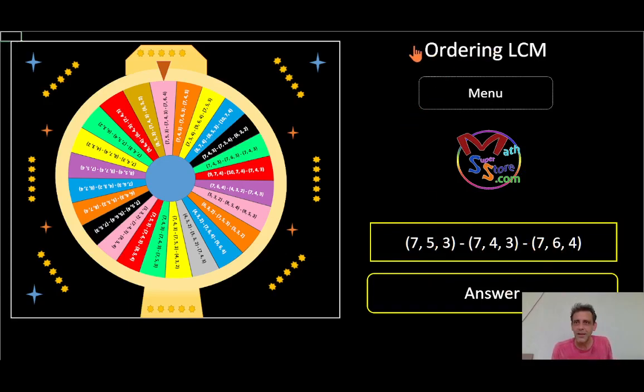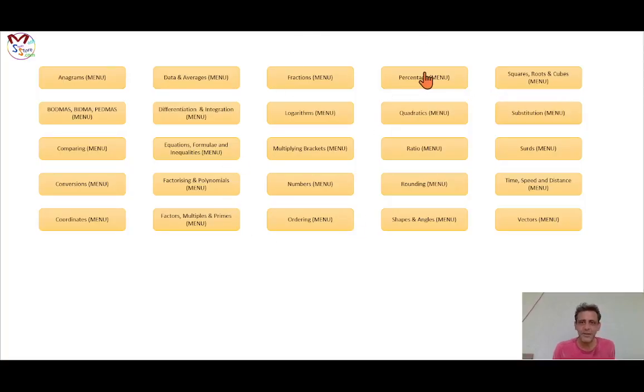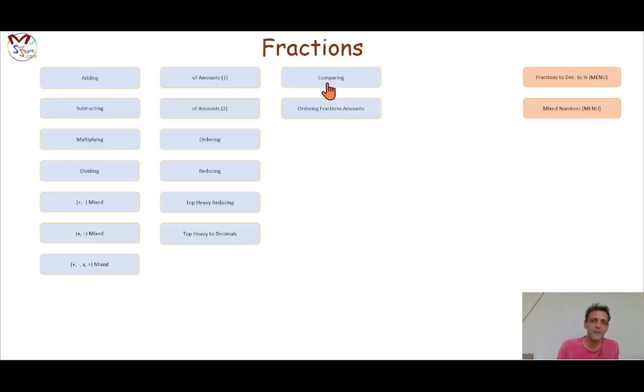So what is ordering lowest common multiple? And the answer should be 84 and 105. And that was ordering, I think it was. No, it wasn't. I nearly missed that whole column. So we've got the fraction menu. We've got adding, subtracting, multiplying, dividing. We can mix adding, subtracting, multiplying, dividing, or we can mix them all. We've got fractions of amounts, 1 and 2. One's easier, 2 is harder. We can order them. We can reduce fractions into the lowest term.